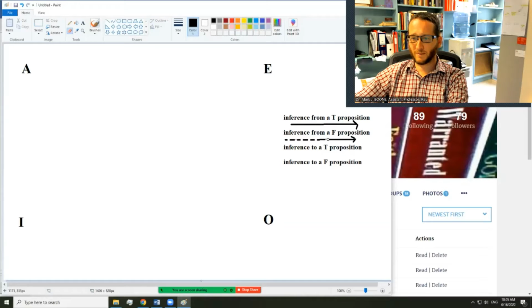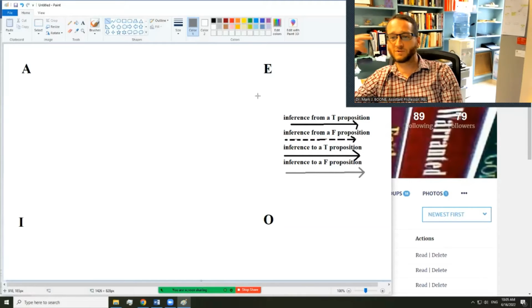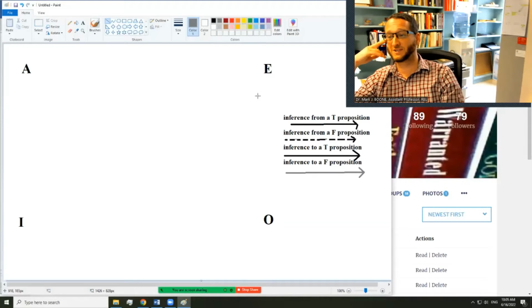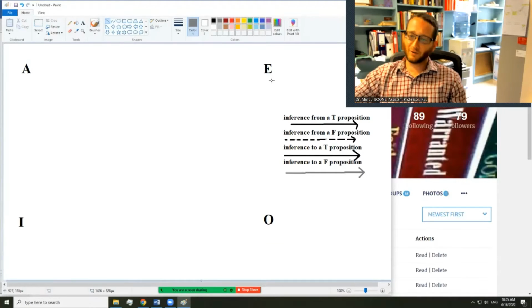All right, an inference from a true proposition will be solid. An inference from a false proposition will be dotted. And an inference to a true proposition will be black. And an inference to a false proposition will be gray. This is not perfect because it implies that inference from a true and inference to a true are both solid black. I'm sorry, I don't have time to sort this out. Or maybe I do.